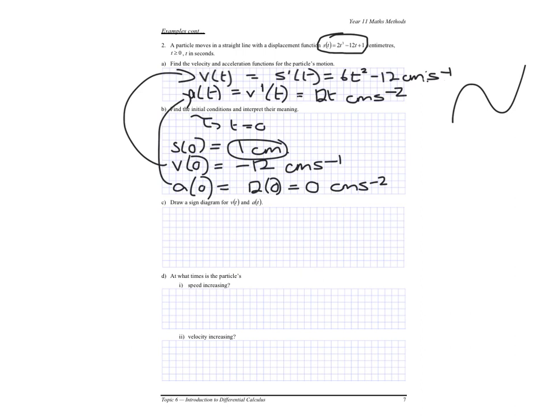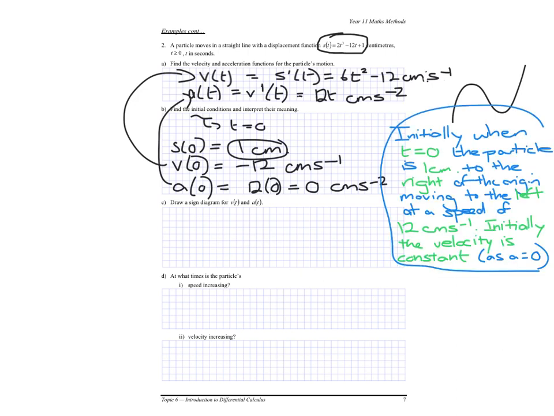And the acceleration is 0. So that means that the velocity is constant. Okay? If the acceleration is 0, that means that the change in velocity is 0, which means that the velocity is constant. Doesn't mean that it's not moving, it means it's constant. So let's write that out. So copy that down.